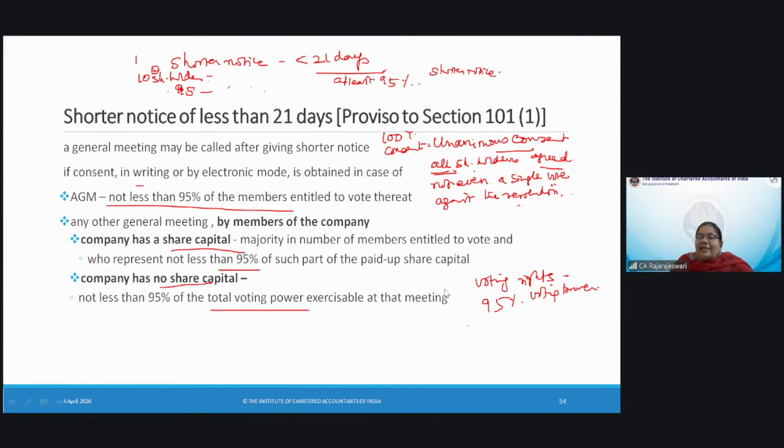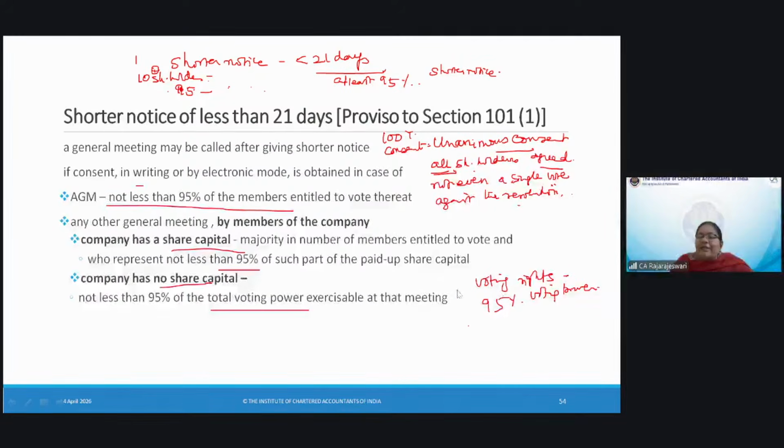See, for 95%, suppose there are 5,000 shareholders. In that, you have to calculate 95%. If there are 50,000 shareholders, you have to calculate 95% accordingly. Then you have to get the consent.